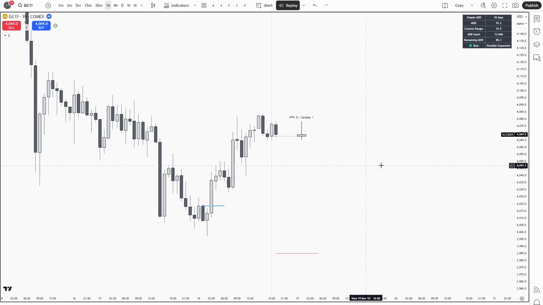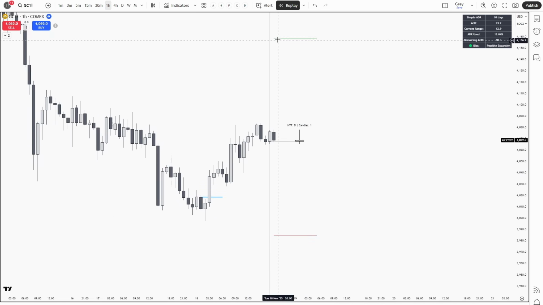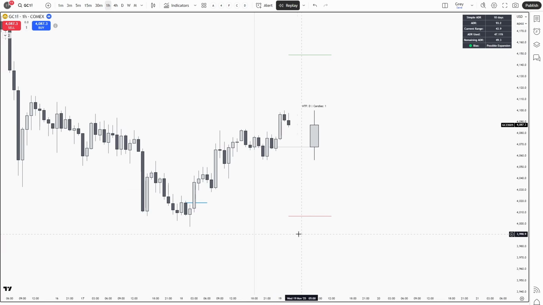So we are, as you can see, the new day started and it plotted the new projection line. If the daily candle is expanding to the upside, it is going to expand that much to the upside. And going into the Asian session, you can see we have used only 13% of the ADR. So it is showing that possible expansion as we move into the newer session. Now the ADR projection lines are moving alongside.